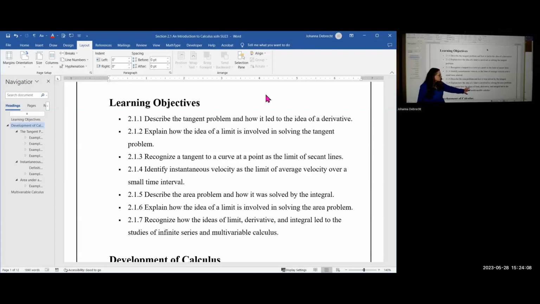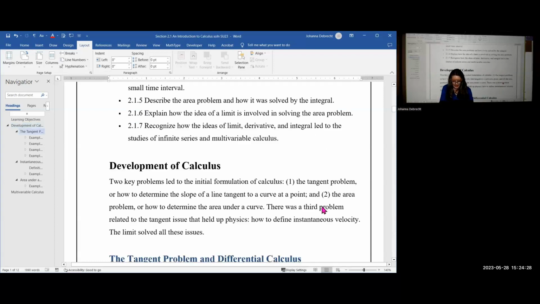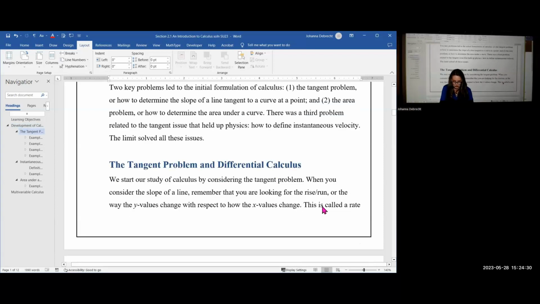And then we're going to take a look at how the ideas of the limit, the derivative, and the integral led to different studies in infinite series and multivariable calculus, led to the Industrial Revolution, the disbursement of vast ideas, and the explosion of science as we know it today. Let's take a look now at the development of calculus.